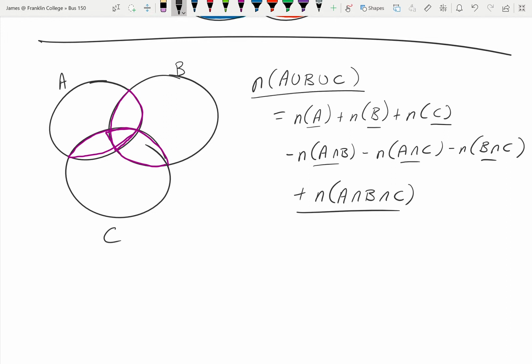So a little bit more complex, but it's the same idea. We're going to sum up all our individual pieces, and then we're going to subtract the areas where we're double counting, and in this case we're going to have to add in the area that we are triple counting.